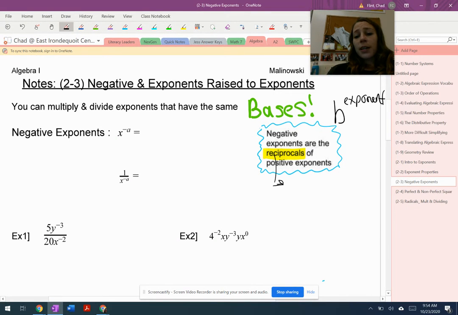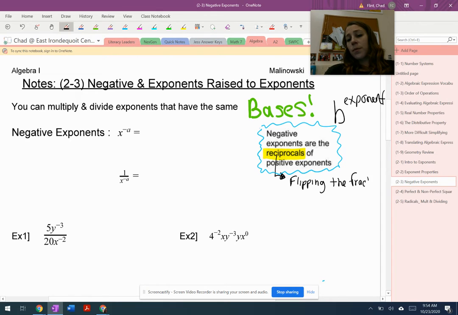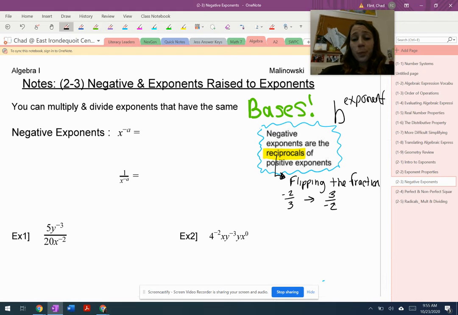So reciprocal, again, if you're unsure about that. Reciprocal just means that you're flipping that fraction. So for example, if you have negative 2/3, the reciprocal of that negative 2/3 is 3 over negative 2. Notice how I did not change the signs. I didn't make it positive because it was a negative. All I did was flip the fraction. So keep a mind out for that.